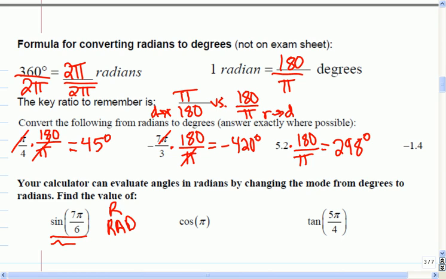So 7 pi over 6, put it in your calculator and see what answer you get, and we'll double check and make sure you have the right mode and everything happening in yours. So yes, you should get negative 0.5 if you put this in right.